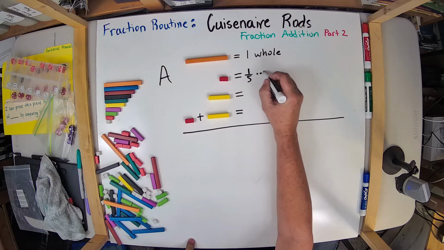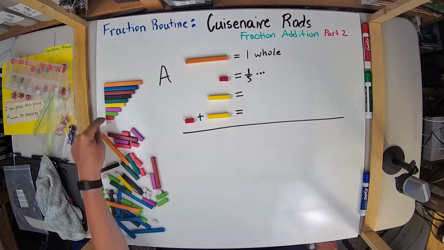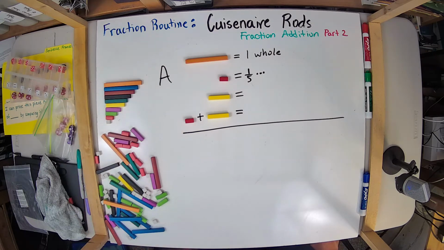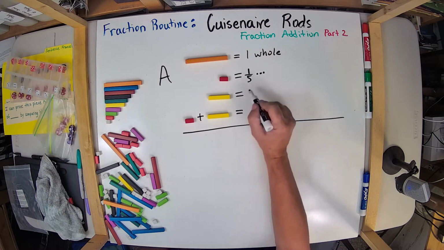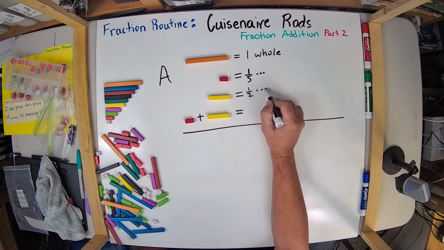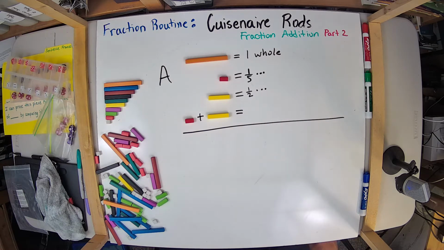Of course, I want the reasoning to go here, and that is because it takes 5 red pieces to be equivalent to the orange piece. And this will have a value of 1/2. Again, I want the reasoning there. But now the problem is I can't add those two together, like 1/5 plus this.